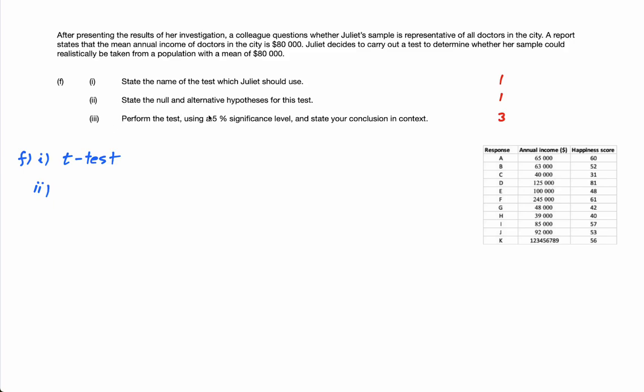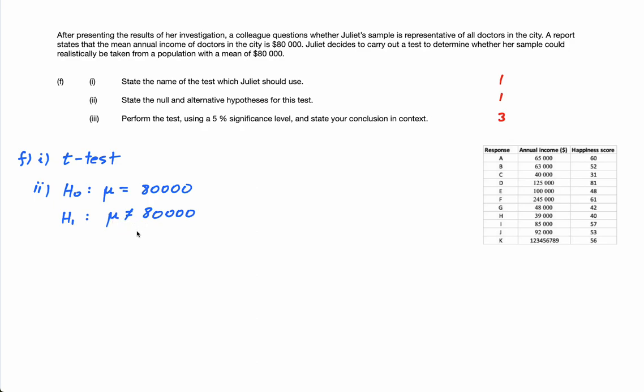State the null and alternative hypothesis for this test. The null hypothesis is that the mean is 80,000. So Juliet's saying, yeah, that's the null hypothesis, that everything's fine. The alternative hypothesis is that the mean is not equal to 80,000. Now, this is a two-tailed test, guys. The mean of the population is not equal to 80,000. One-tailed would be either greater than 80,000 or less than 80,000.